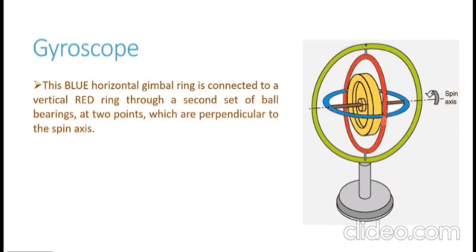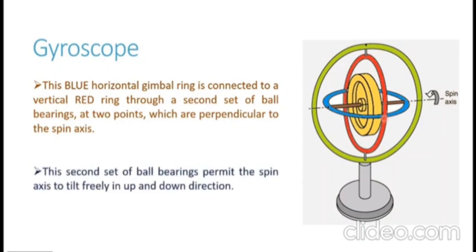And at these two connection points between the blue ring and the red ring, you have another set of ball bearings. Now this second set of ball bearings, which is present at the connection of the blue and red rings, allows or permits the spin axis to move in up and down direction. You can pay your attention to the laser pointer. This end of the spin axis can move upwards. This is known as tilting upwards, or this end can also move downwards. This is known as tilting downwards.